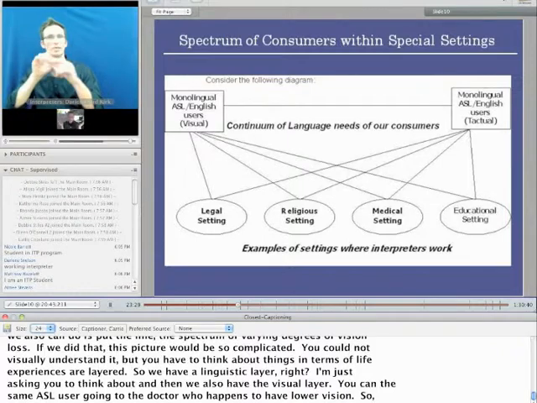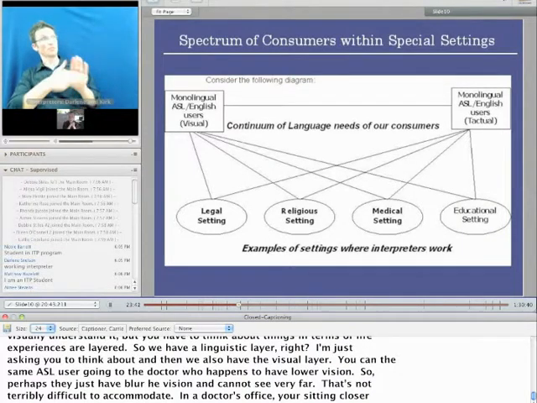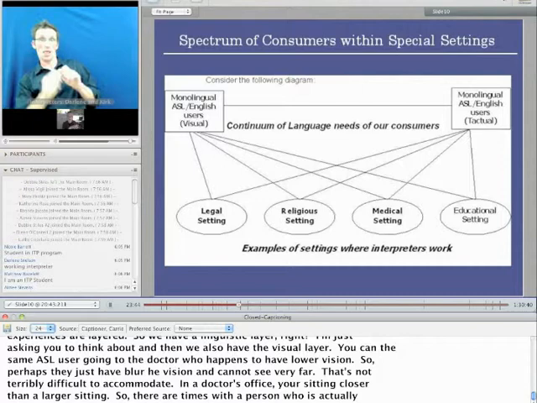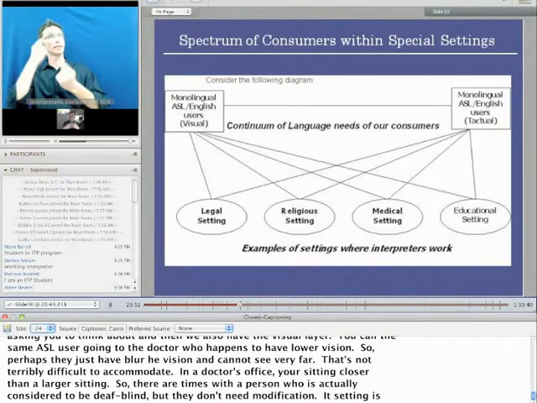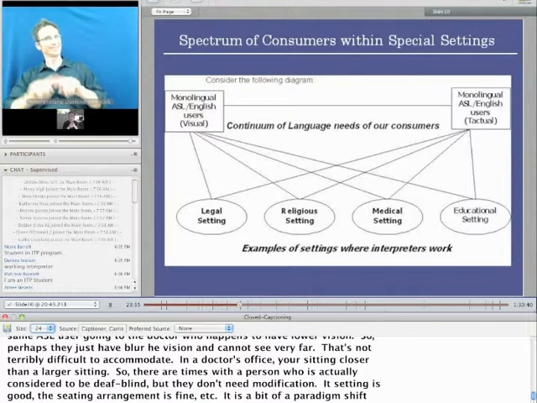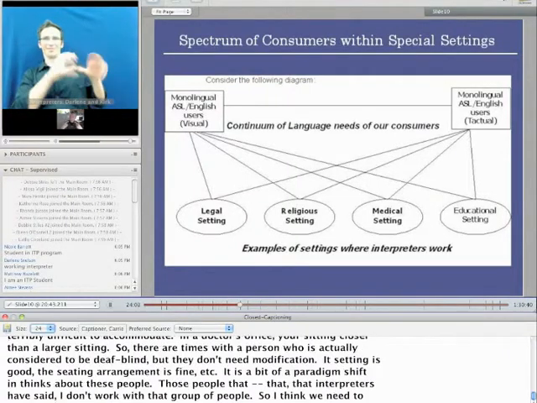Well, that's not too terribly difficult to accommodate, because in the doctor's office, you're already sitting closer than you normally would in a larger setting. So there may be times when you work with someone who is actually considered to be deaf-blind, but they don't really need modifications because the setting is good, your seating arrangement is fine, etc. So it is a bit of a paradigm shift in terms of thinking about those people that interpreters have out and out said, I don't work with that group of people. So I think we need to start thinking about how we as practitioners think about it, and how we have dialogue with our colleagues about it.